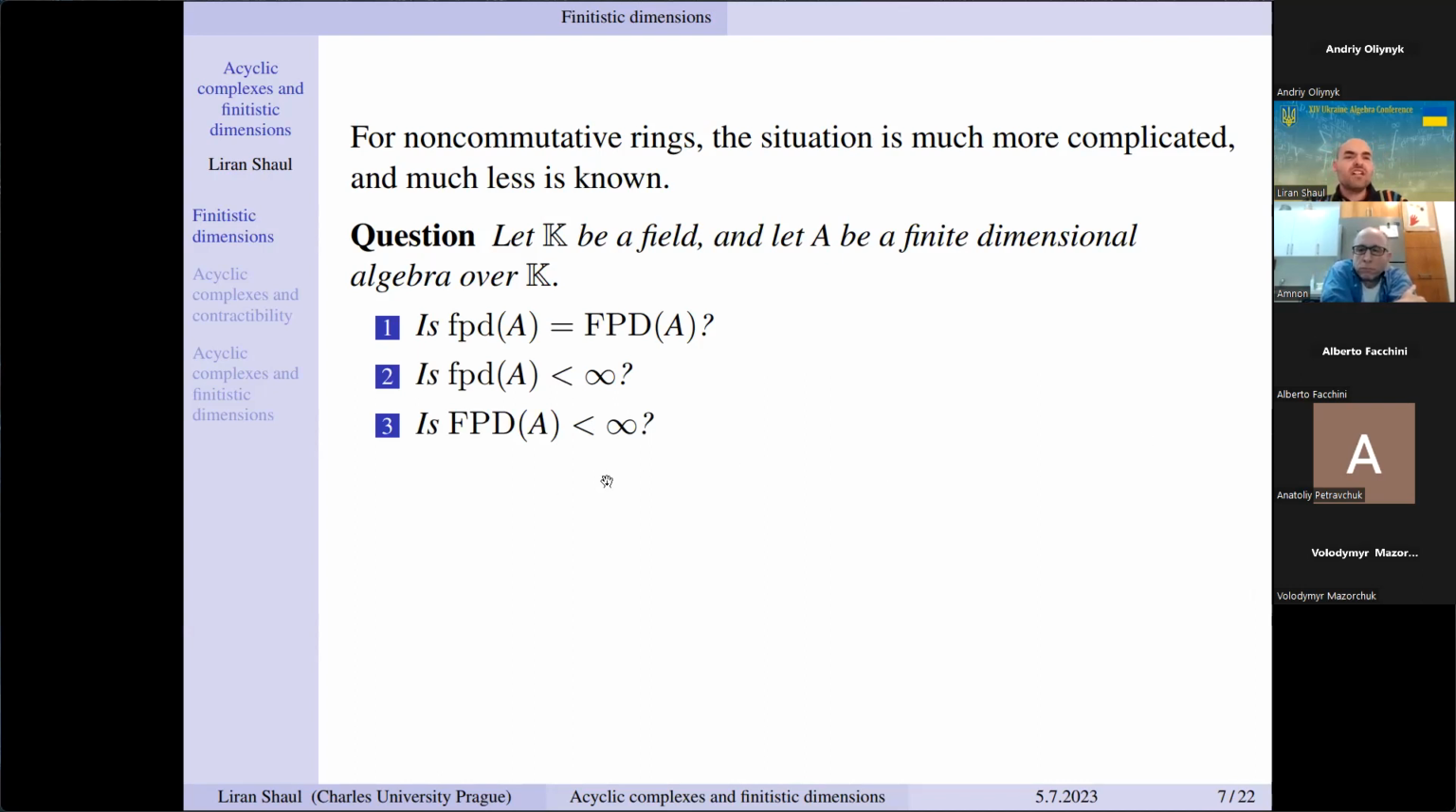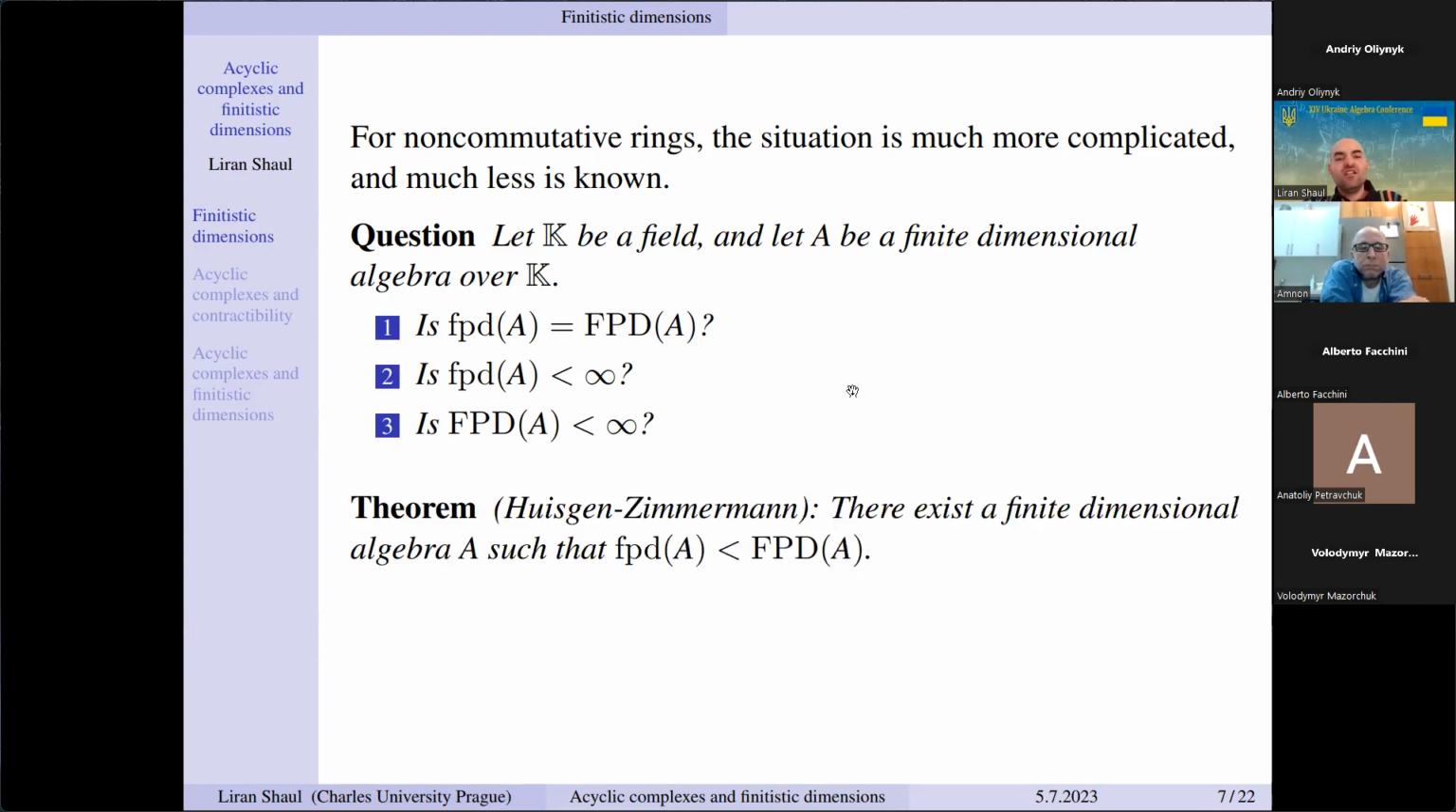These questions were already asked around 1960. And quite amazingly, even today, we only know the answer to the first question. I think in 1991, Huisgen-Zimmermann showed that the first question has a negative answer. So there exist finite dimensional algebras for which the small finitistic dimension is strictly smaller than the big finitistic dimension. I think her example had a difference of only one, but we now know that the difference can be as large as you want, but finite.